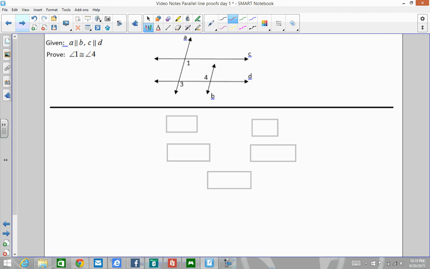Pause the video if you'd like. Start this proof up. You can see I have some boxes here, so it takes about 5 steps to do this. So pause your video, see what you can do with this one.